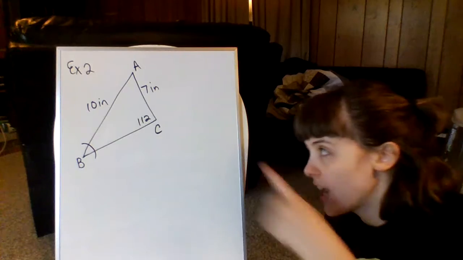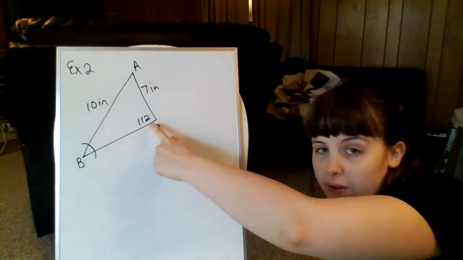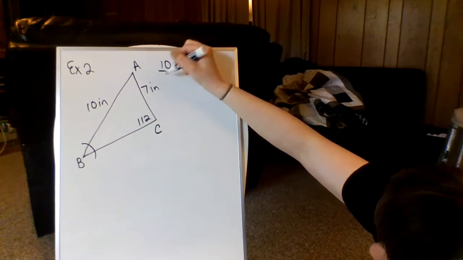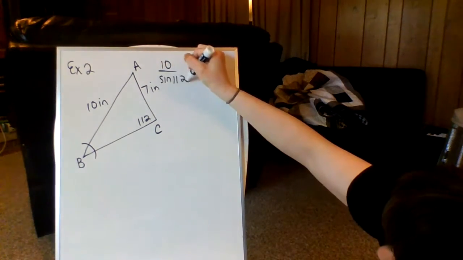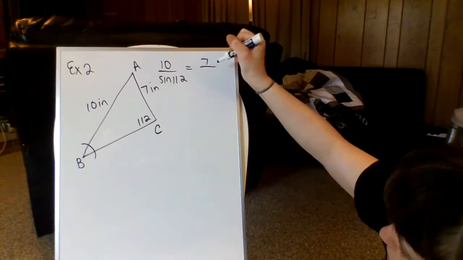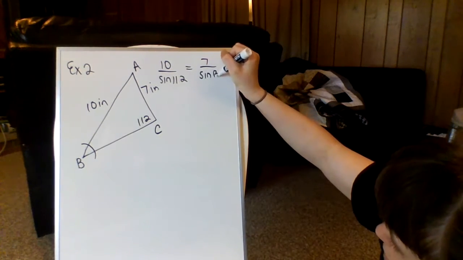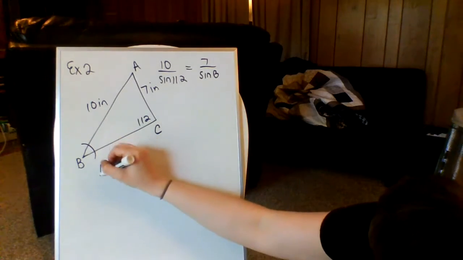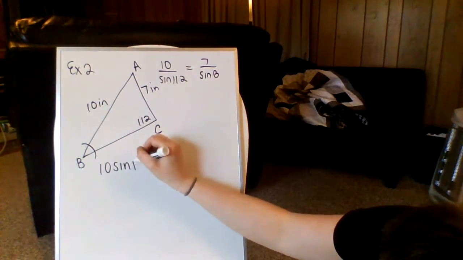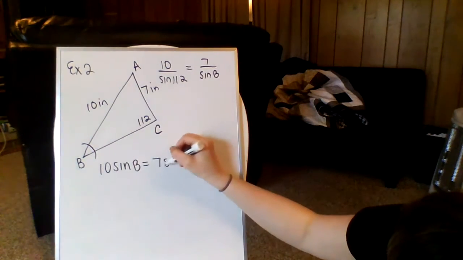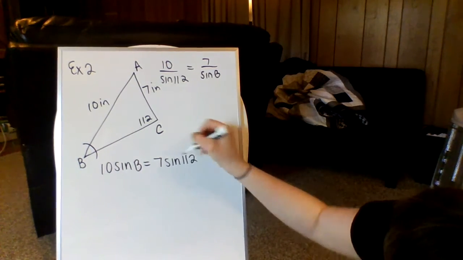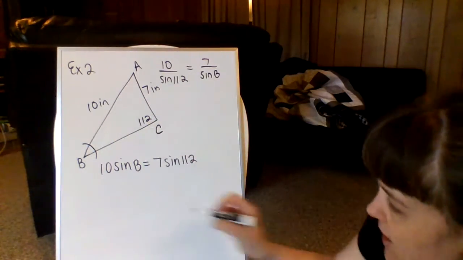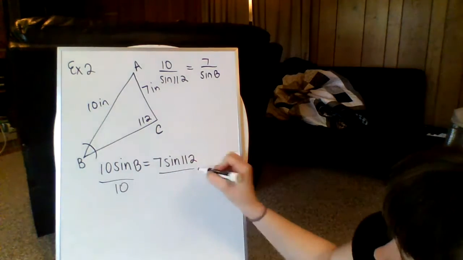Now, 10 is opposite 112, so we're going to start with 10 over sine 112 equals 7 over sine B. Okay, so now we're going to cross multiply. 10 sine B equals 7 sine 112. Okay, so next we're going to divide by 10.